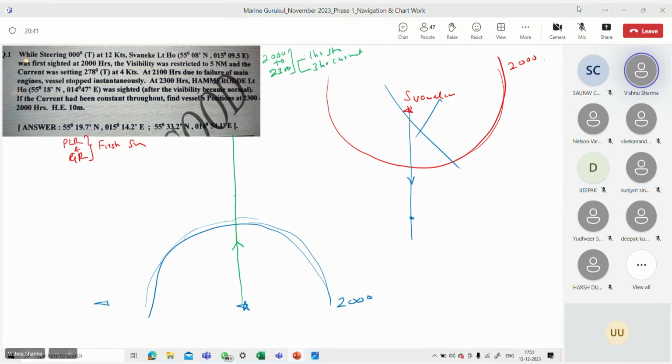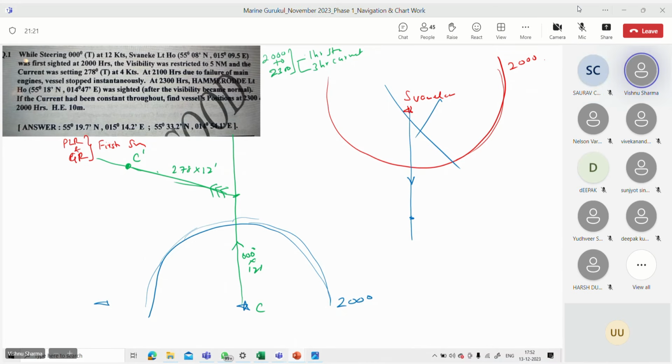So I cut off 12 miles here. So this is 000 degrees into 12 miles. And then I draw the current 278. For 3 hours, it will be 12 miles. I cut off 12 miles here. So this is 278 into 12 miles. So if Swannick light was C, this point after 3 hours gets transferred to C dash. Correct, beta? Yes, sir.